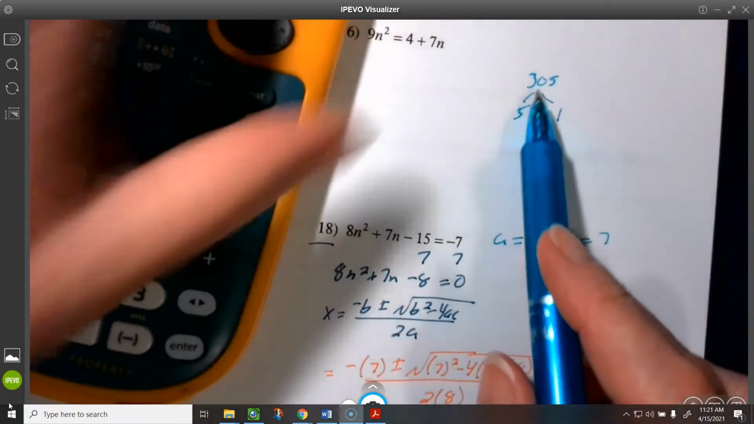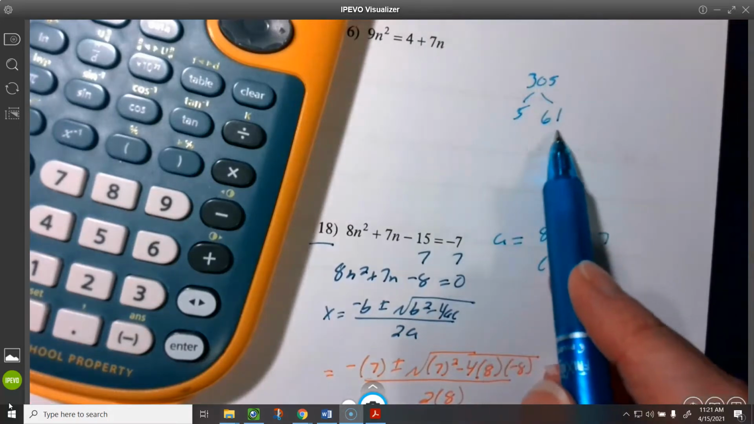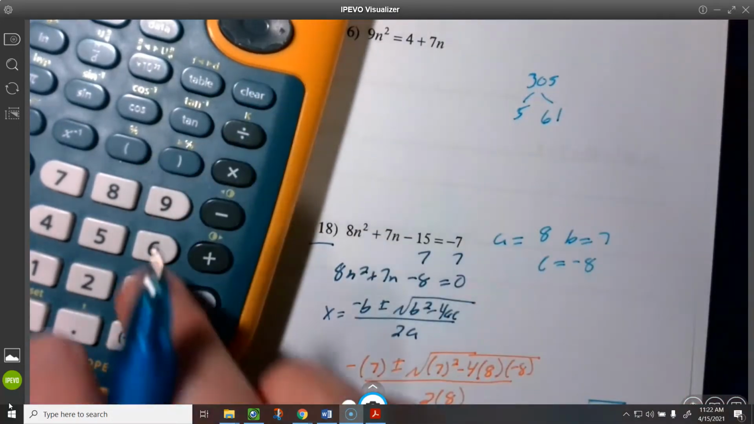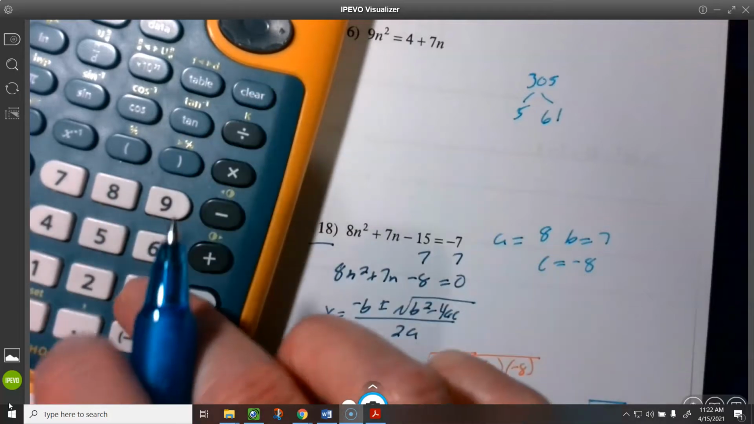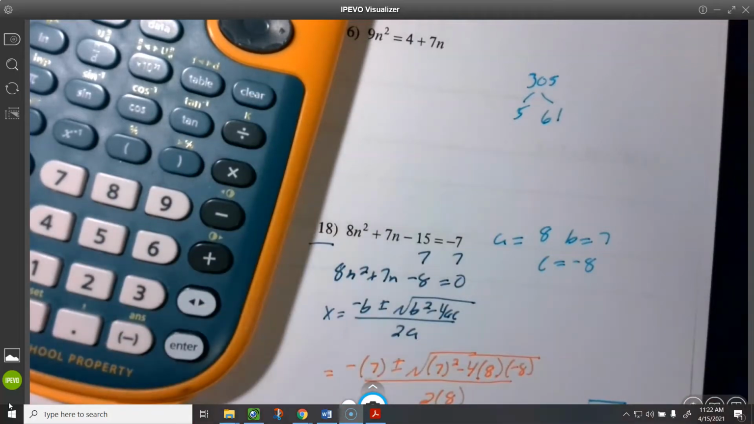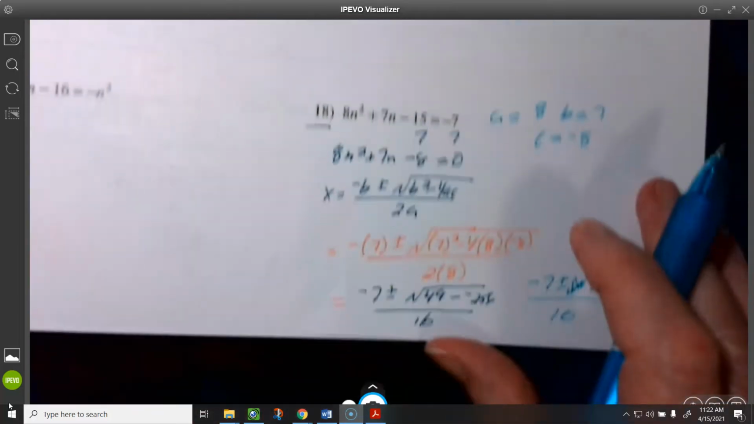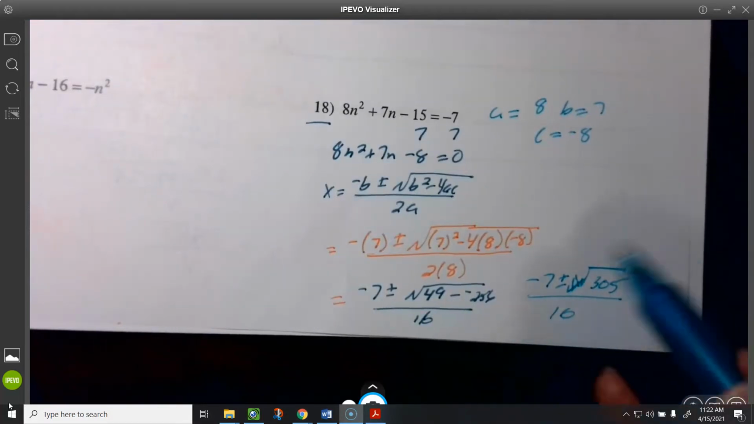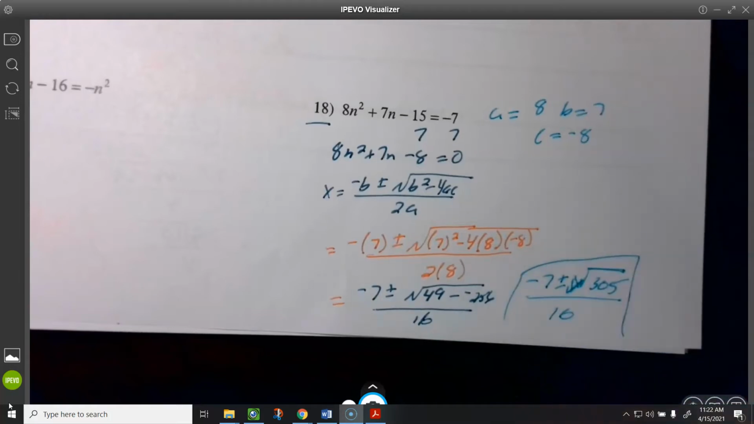5 goes into 30, 5 goes in, so 61. Is 61 divisible by anything? I don't think so. No, it's prime. Sometimes what we have to do is simplify that square root. Unfortunately, we didn't get any of those on this worksheet, so I'm sorry. That is your answer. Okay, good.